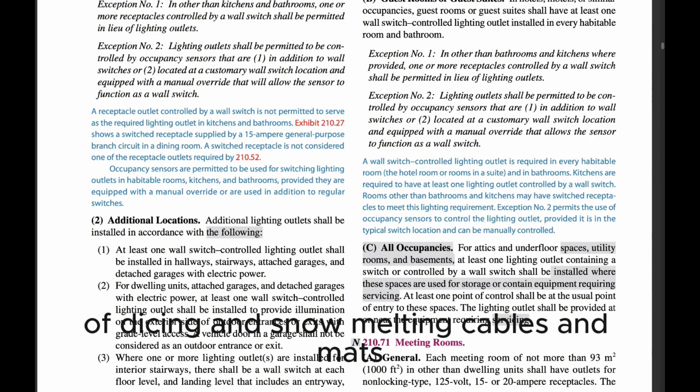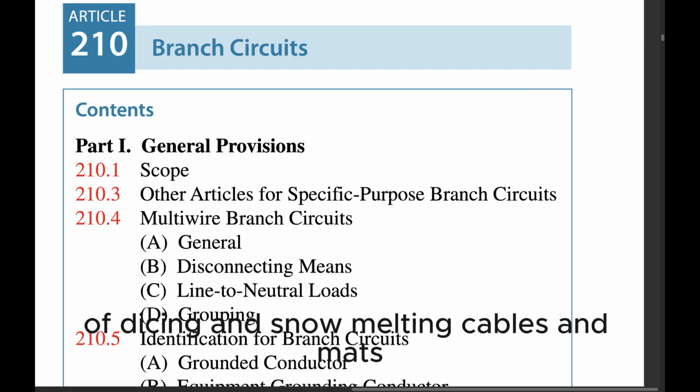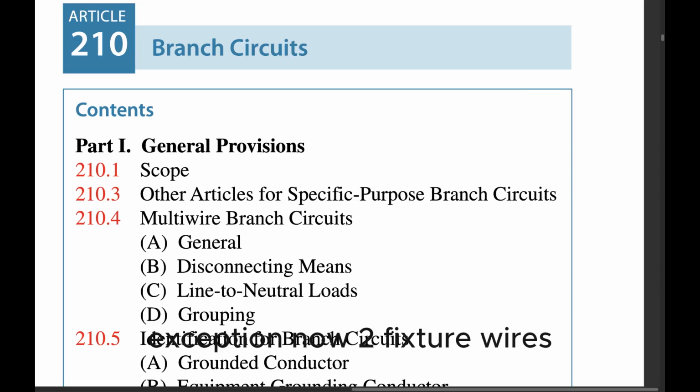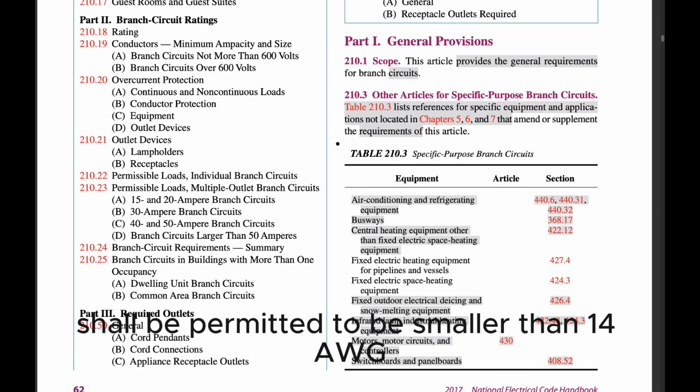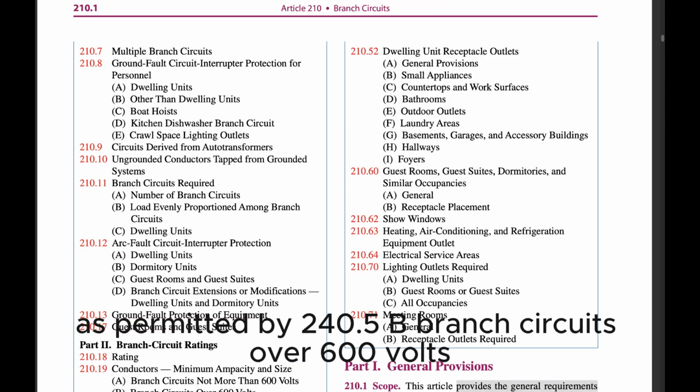E. Non-heating leads of de-icing and snow-melting cables and mats. Exception No. 2: Fixture wires and flexible cords shall be permitted to be smaller than 14 AWG as permitted by 240.5.